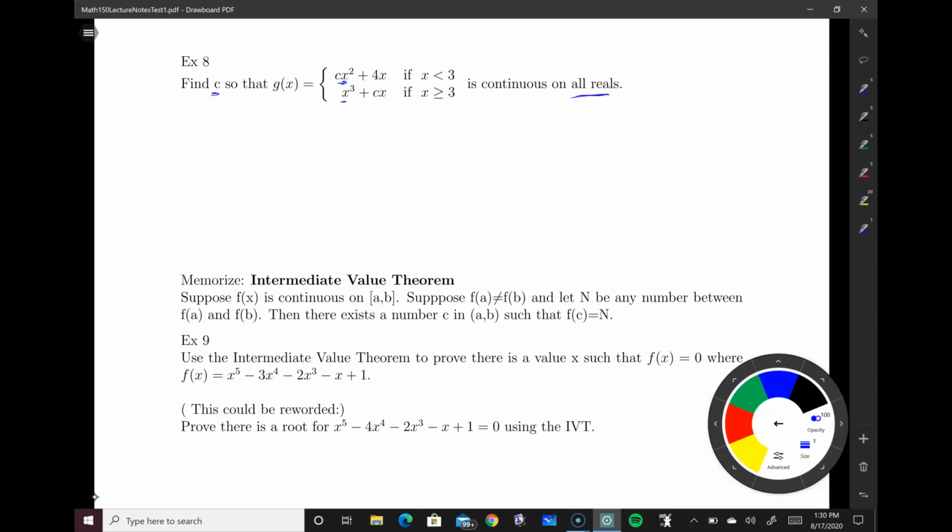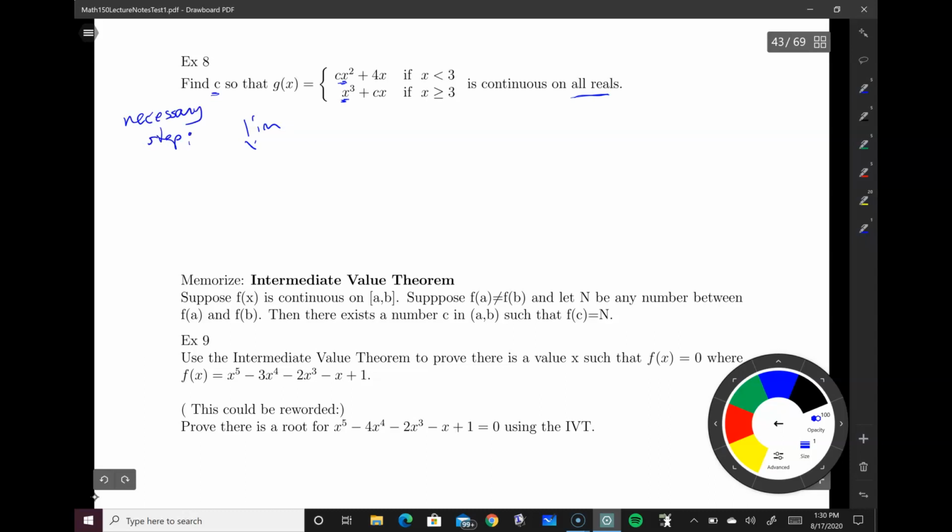So parabolas are continuous by themselves, cubic things are continuous by themselves, but we want these two graphs to join together. What does the letter c have to be? So this is a necessary step.